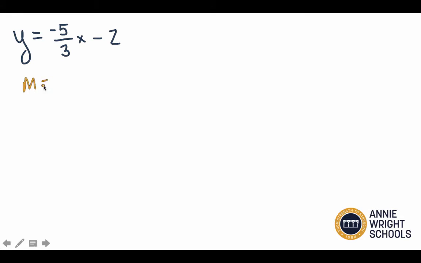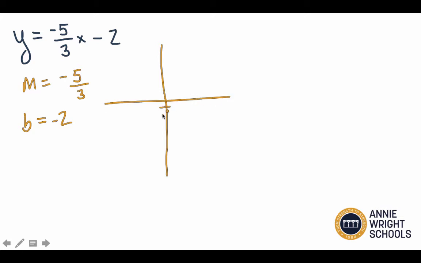Start with saying the slope is -5 thirds. That means down 5 and to the right 3, or up 5 and to the left 3. The y-intercept is -2. So you go to the y-axis, you go down 2, you draw a dot, there's your y-intercept. Then you go down 1, 2, 3, 4, 5, and over 3. Or you go up 1, 2, 3, 4, 5, and backwards 3.